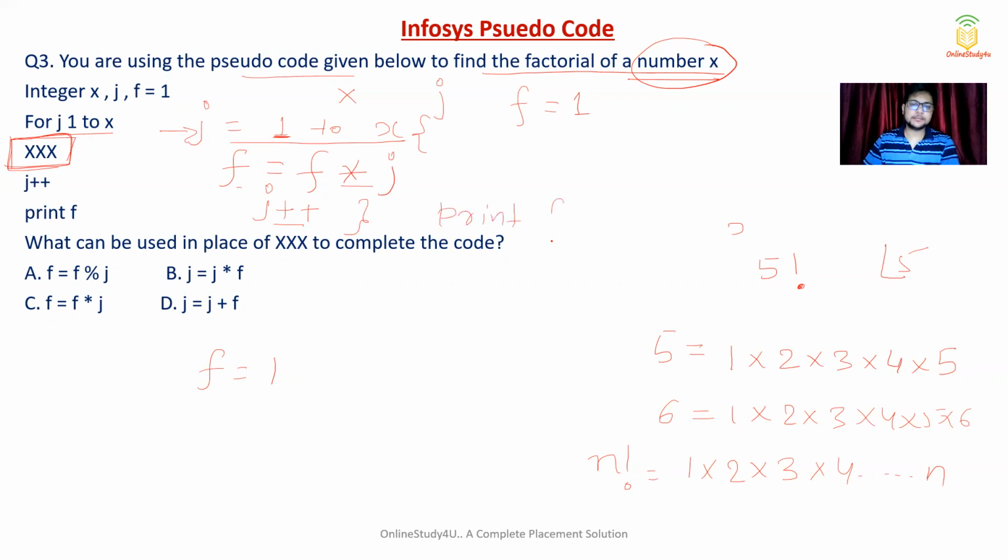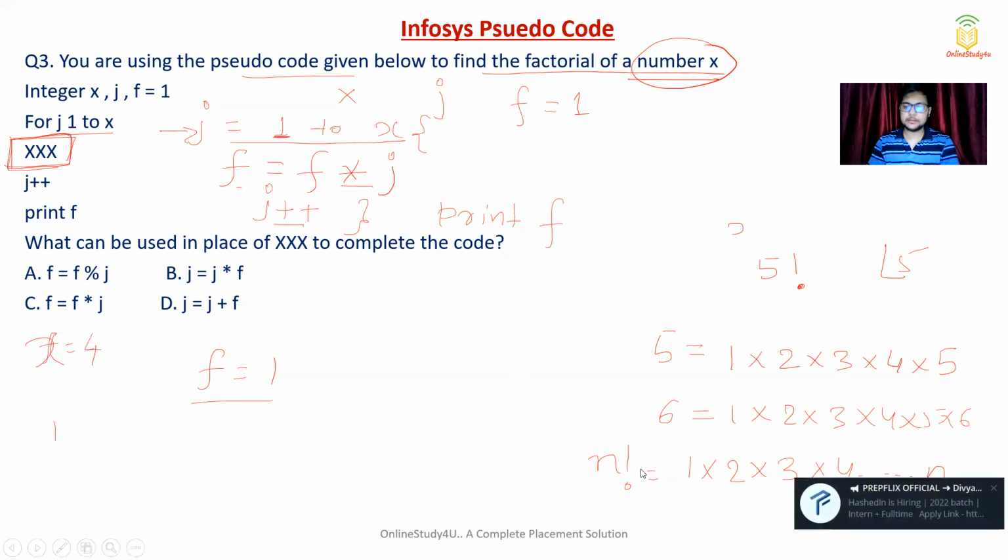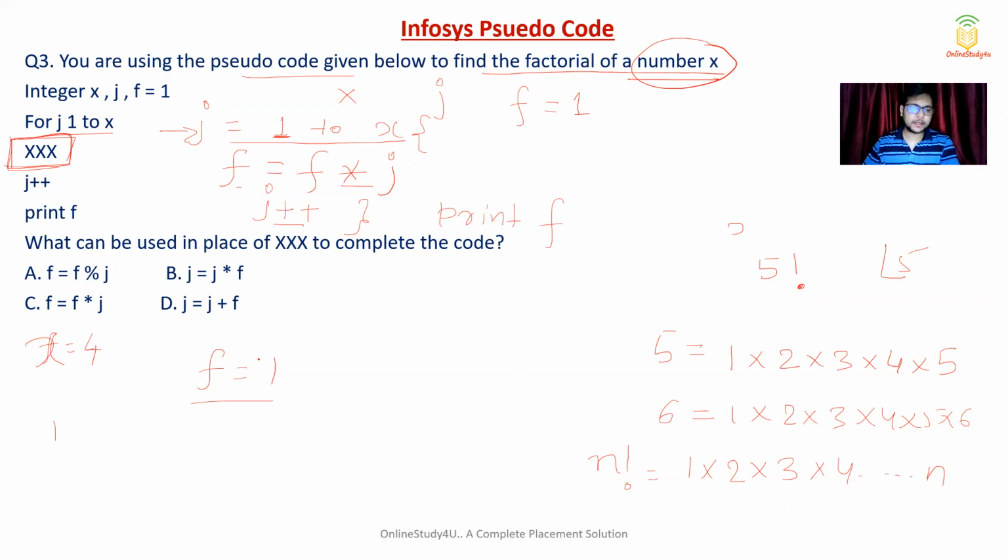Let's see how this works. F is 1 initially. Let's take x is equal to 4. Let's compute the factorial of 4, right? Initially the value of f is 1. In iteration 1, the value of j is 1 as well. So f is equal to f into j, so 1 into 1, and then j will be incremented to 2.